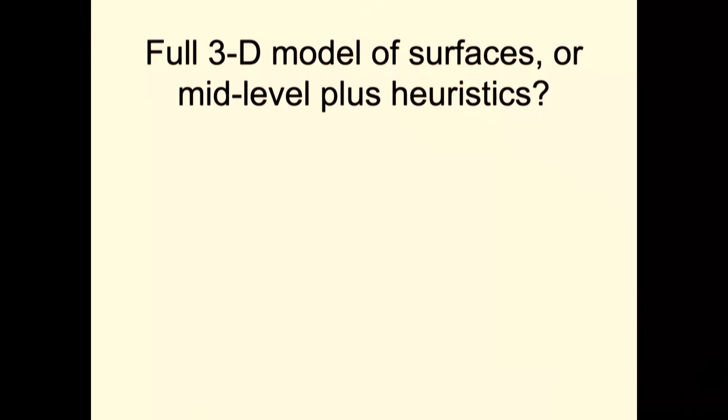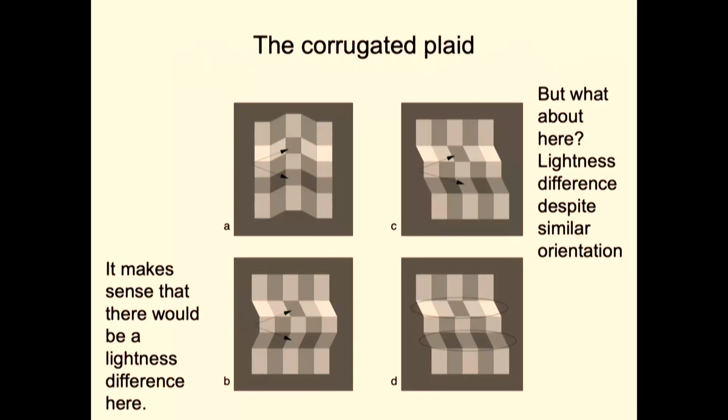So is that actually what's going on? There have been a few examples that suggest that we're not really using a full 3D model of surfaces, but instead something a little bit simpler, maybe more appropriately described as mid-level. Okay, so here's one example.